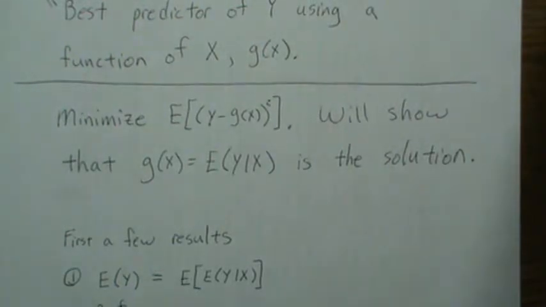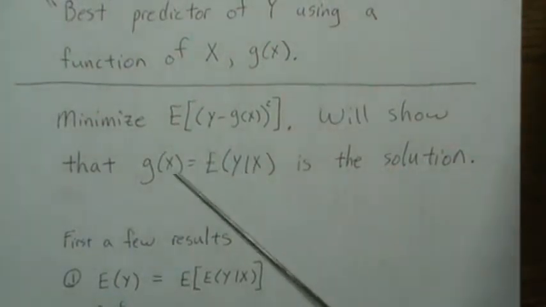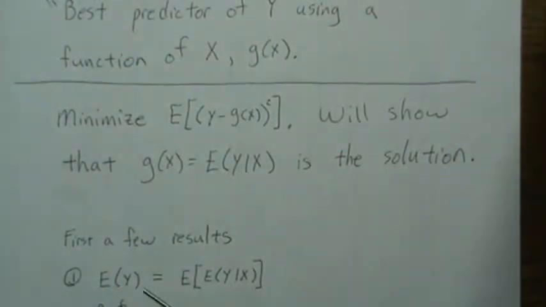But before we start, I want to go through 4 notes or 4 results. Some of these are known, some of them might not be known, but we'll use them in the proof of this result. So the first one is that the expected value of y is equal to the expected value of the conditional expectation of y given x.